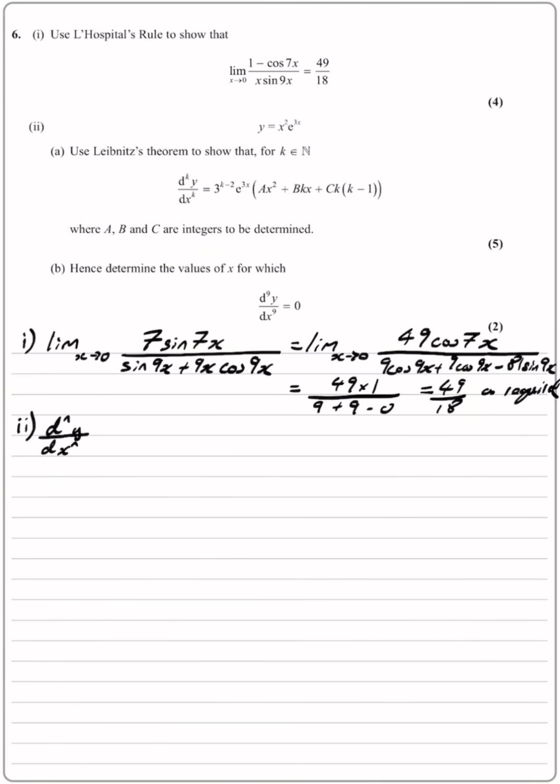Anyway, we've differentiated twice, and we've plugged in 0, and we've got 49 over 18 out, which is reassuring. Part 2, using the theorem of Gottfried Wilhelm Leibniz. He was 1646 to 1716, one of the true giants of mathematics, probably the single most important person.